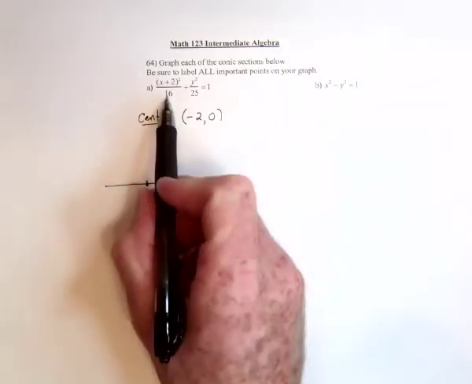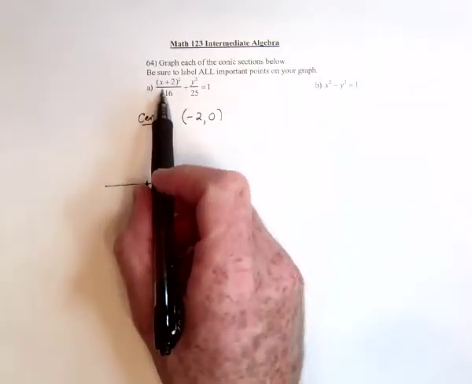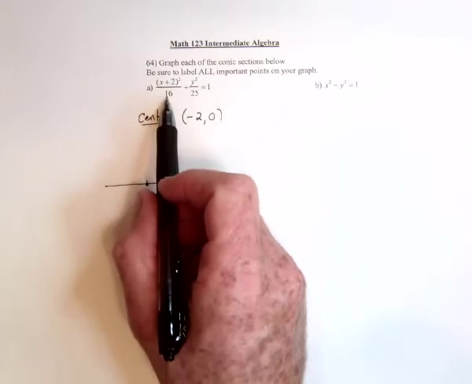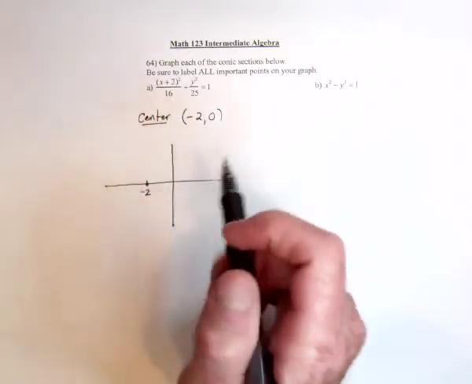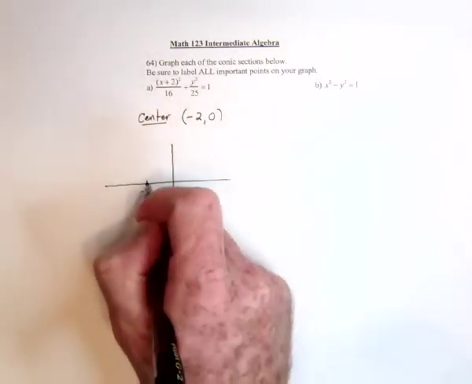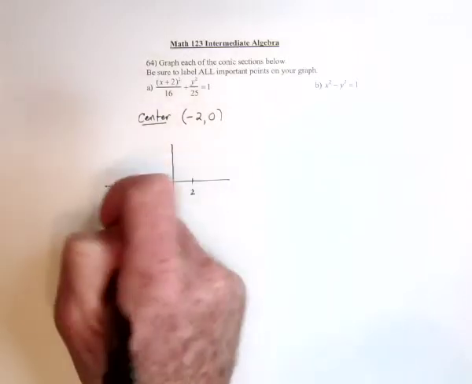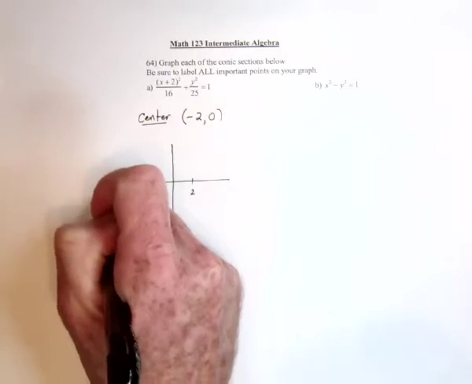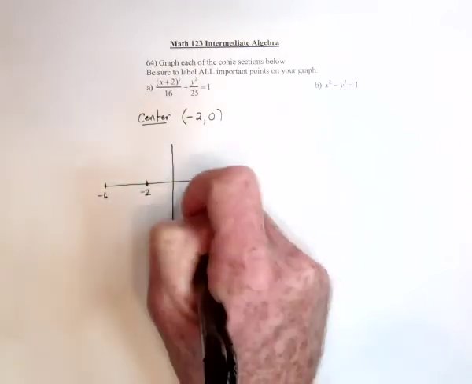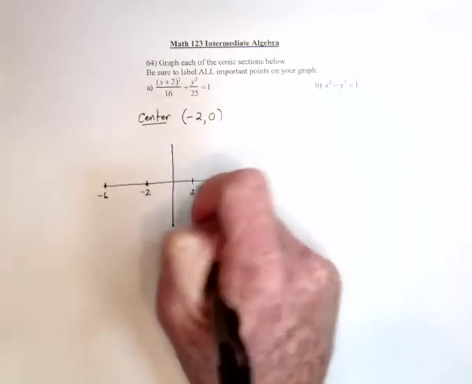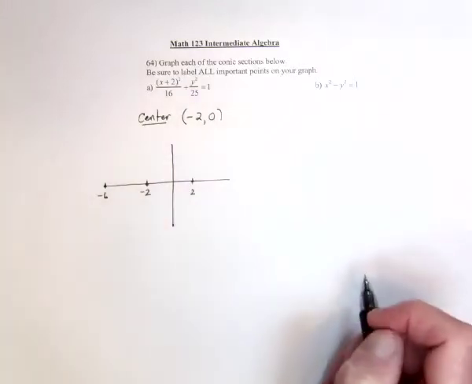And then you take a look at this. Because this is attached to the x, this is going to be x information, or in other words, left and right. So you take the square root of this, which is 4, and go to the left and the right by 4. So if I go to the right by 4, I would end up at 2. And if I go to the left by 4, I would end up at negative 6. Okay, so those are part of the ellipse.